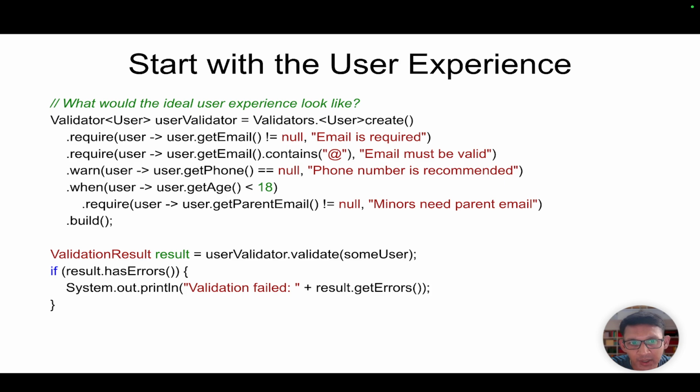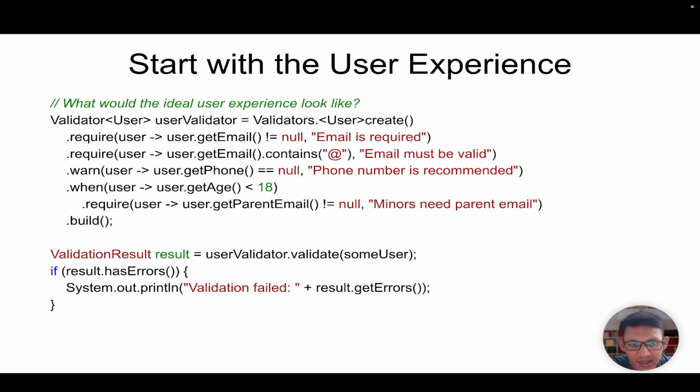Focus on expressing domain concepts as naturally as possible. Now, here's an example of what I mean. Look at how this reads. We are creating a validator that requires an email, requires that the email contains an @ symbol, warns if there's no phone number, and conditionally requires a parent email for minors. This reads almost like natural language, but it's still valid Java code.